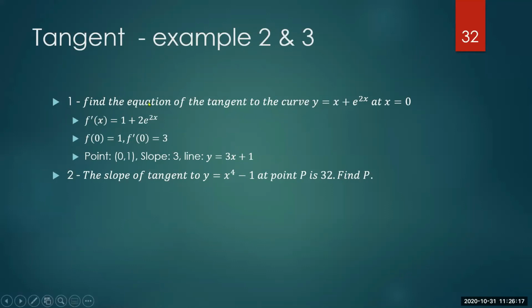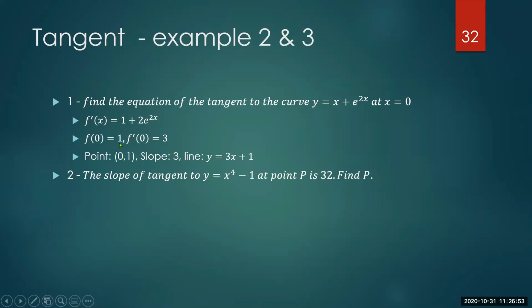So the question here is find the equation of the tangent to the curve y is equal to x plus e to the power of 2x when x is equal to 0. So f dash of x becomes 1 plus 2 times e to the power of 2x. Okay, I hope everyone is happy with that. When you differentiate x, you get 1. When you differentiate e to the power of 2x, that's e to the power of f of x, so f dash of x then is 2, and so you get 2e to the power of 2x.